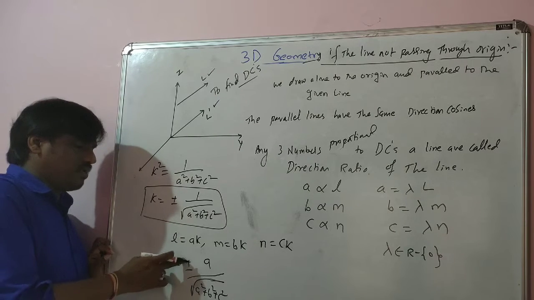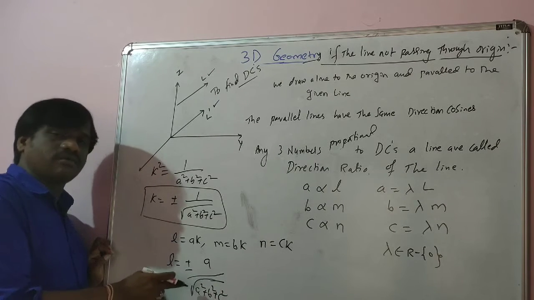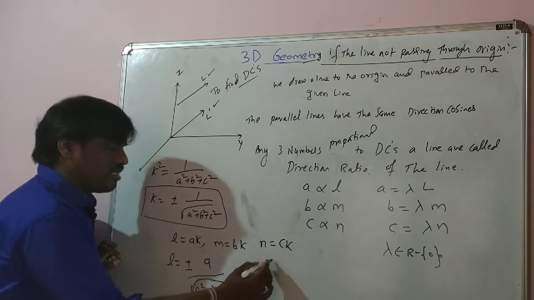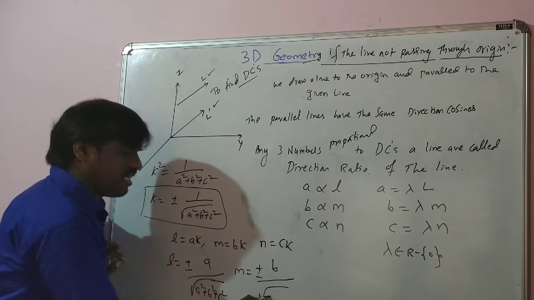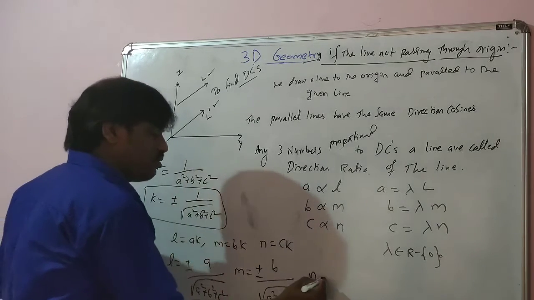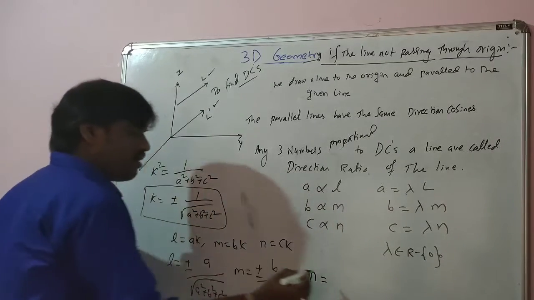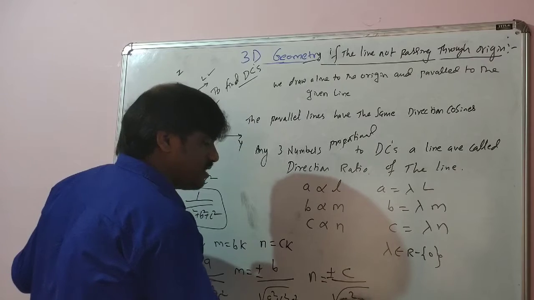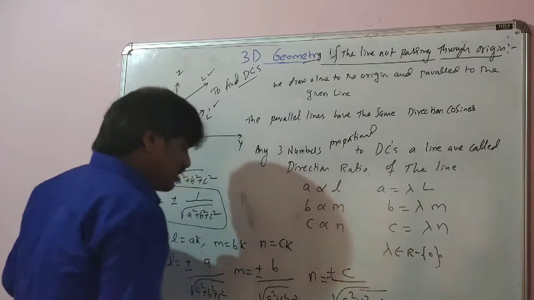So l is equal to plus or minus a upon under root of a square plus b square plus c square, and m is equal to plus or minus b upon under root of a square plus b square plus c square, and n is equal to plus or minus c upon under root of a square plus b square plus c square. So this is what you get.